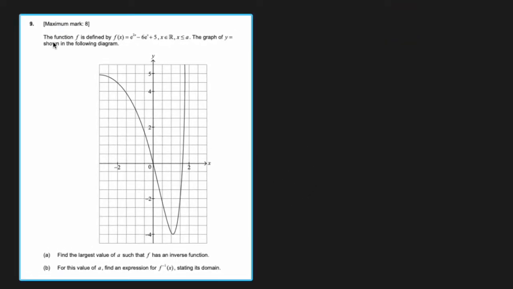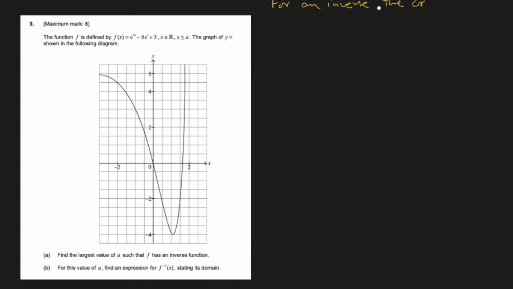The function f is defined by this, where x is any real number. We can see that in the graph. The graph is given. Find the largest value of a such that f has an inverse function. Okay, so we should know that for an inverse to be possible, the original function has to be 1 to 1. Every x should have one y, every y should have one x.